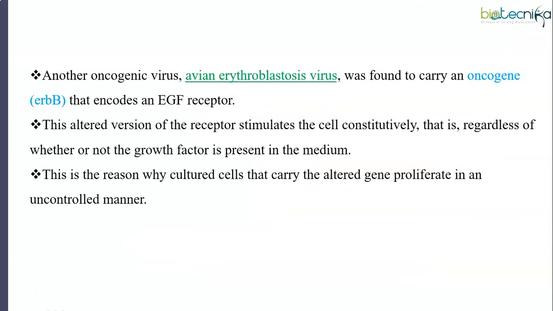Similarly, we have the avian erythroblastosis virus. Now they are found to carry an oncogene known as ERBB, which encodes the EGF receptor. Now again this is a growth factor receptor.